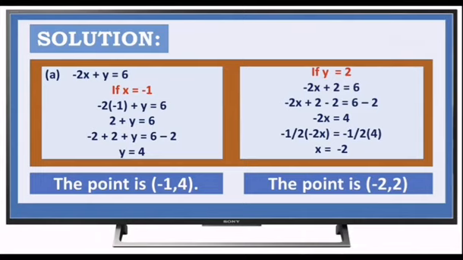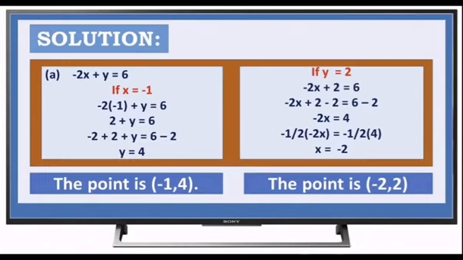We have to add negative 2 to both sides. Therefore, negative 2 plus 2 plus y equals 6 minus 2. And we get y equals 4. So, the first point that satisfies the equation is negative 1, 4. Now, for solution number 2, to get the other point, this time we assign value for y.